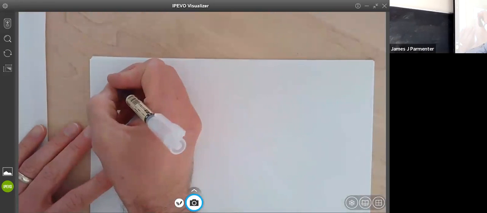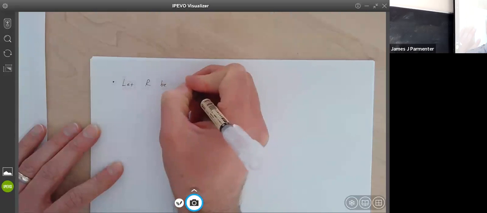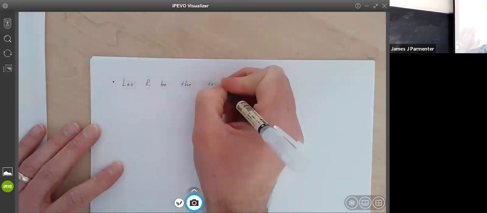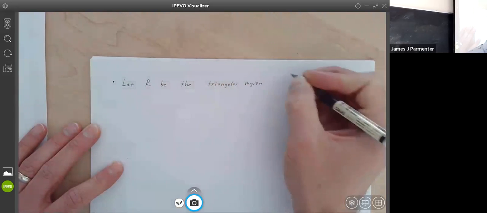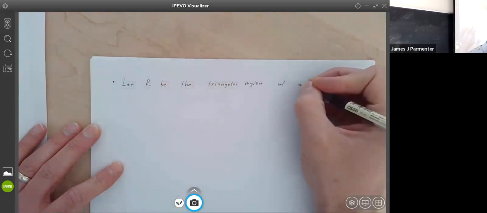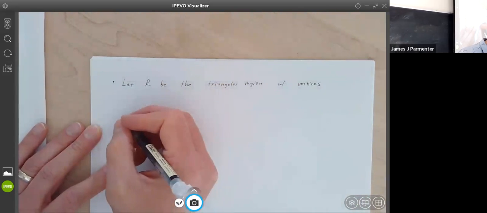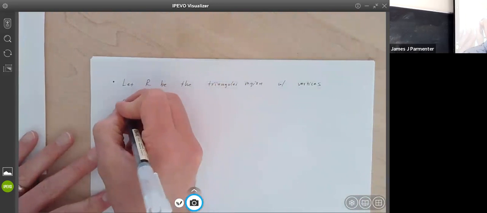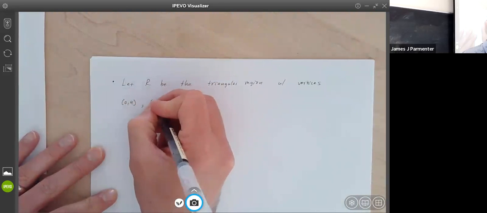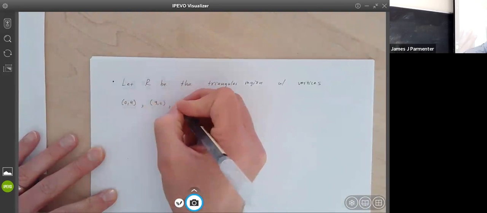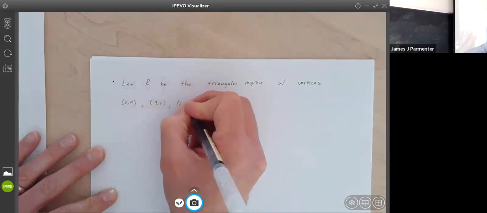So let's say we're going to let R be the triangular region with the following vertices: (0, 4), (3, 0), and (6, 4).